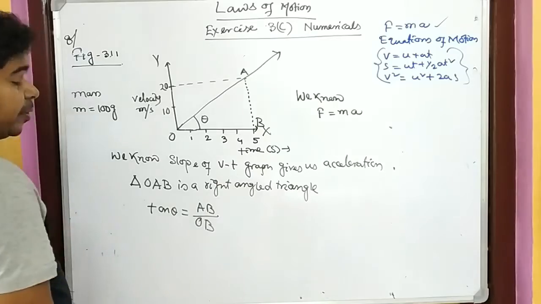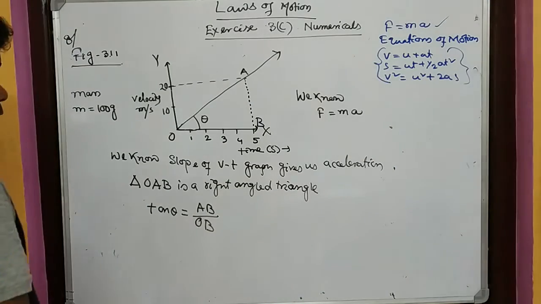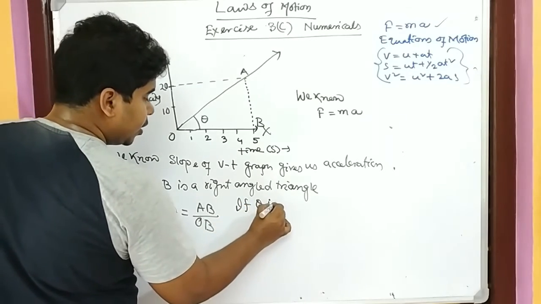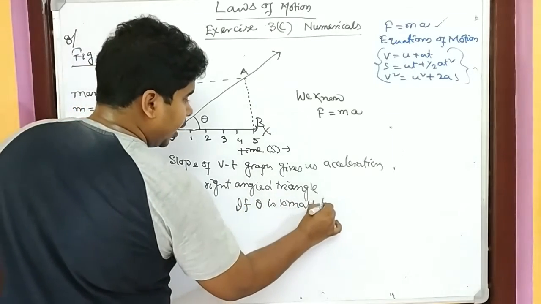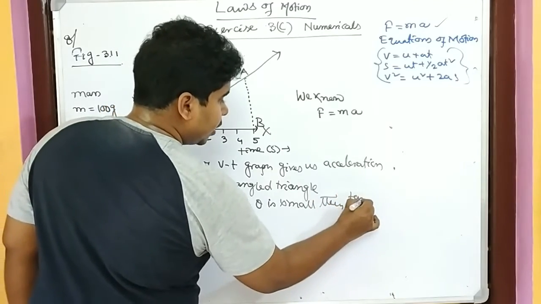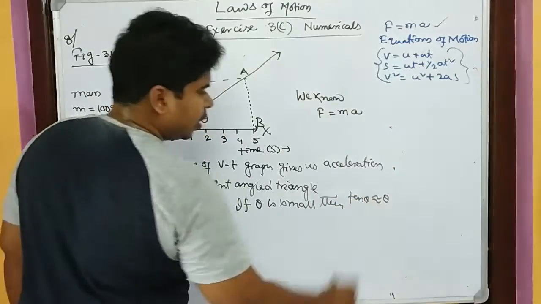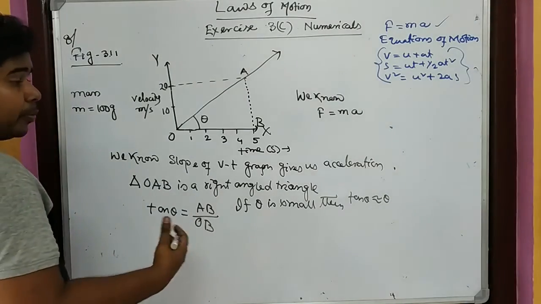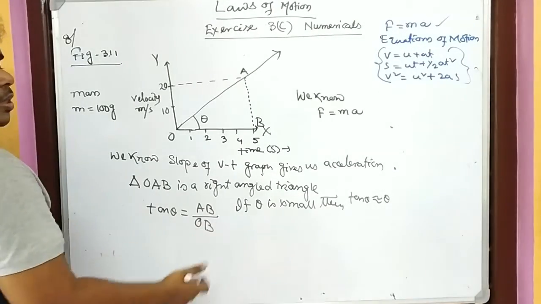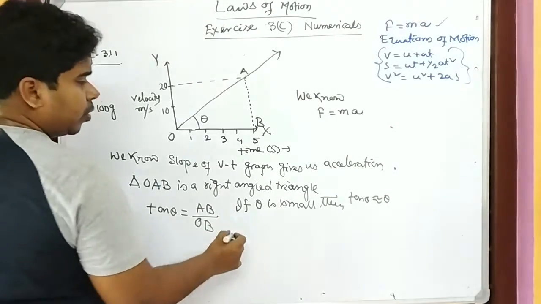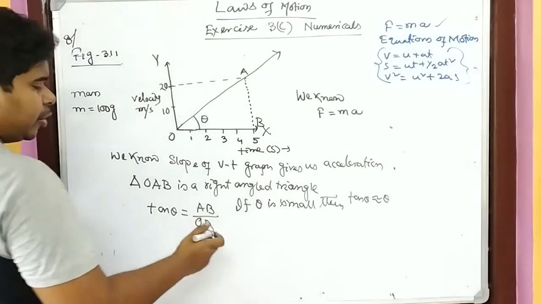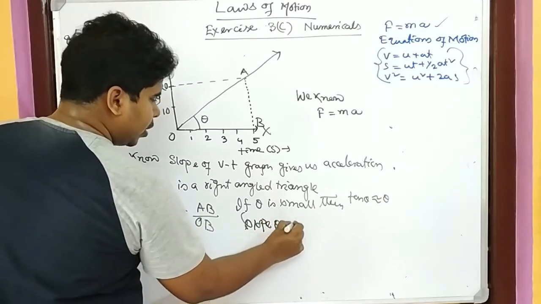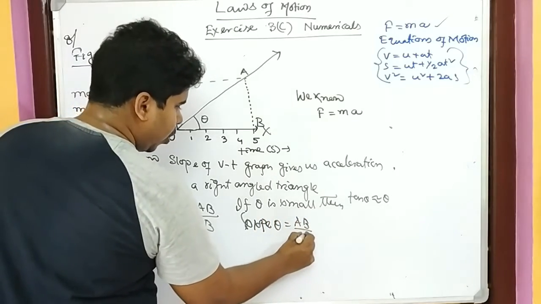AB by OB. Okay. If theta is small, then tan theta is nearly equal to theta. Okay, that we have already learned in the motion chapter. So you have to remember this thing. Later you will understand why this thing occurred. So whatever I have written, you have to remember. So slope theta equals AB by OB.